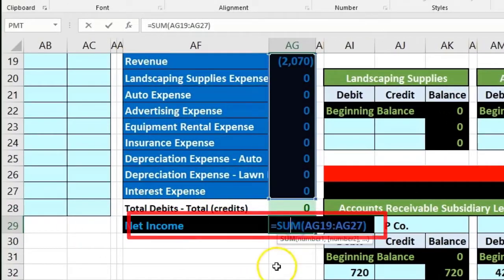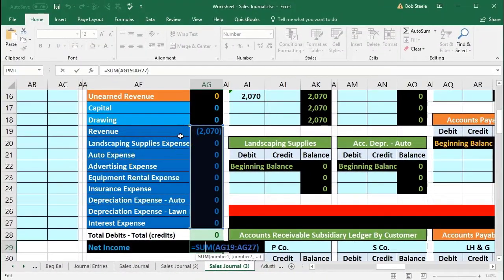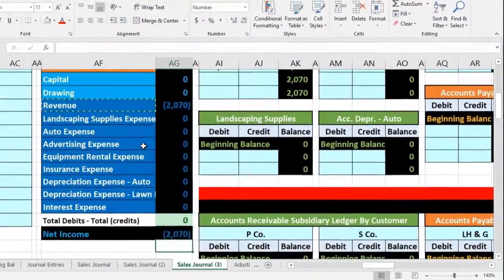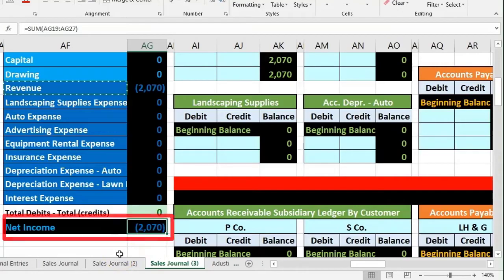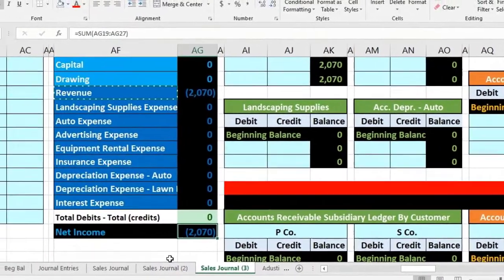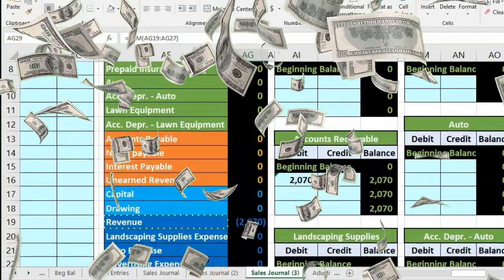Here's the net income. Remember, that is net income, not loss. It's taking the credit in revenue minus the expenses. The credit's winning here by the 2070. That means that we have net income of 2070, as we would think, because it's the sales journal. We made sales. We earned revenue, even though we didn't get the cash yet.